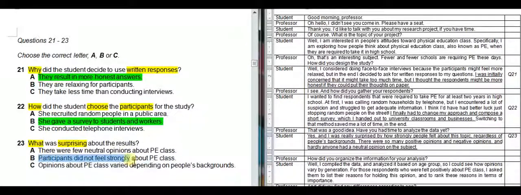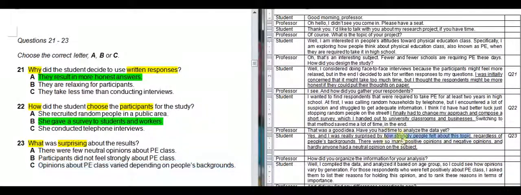People did not feel strongly? No. It says, regardless of people's backgrounds. So that's the opposite of this meaning, right? That opinions about PE class varied. No. Regardless, it didn't matter. Their background was not important, right?